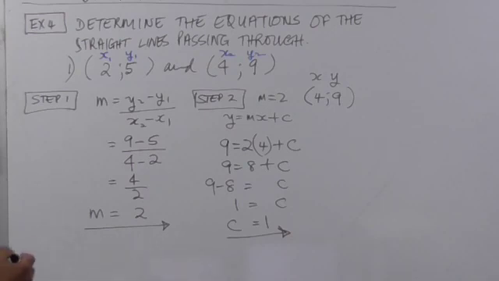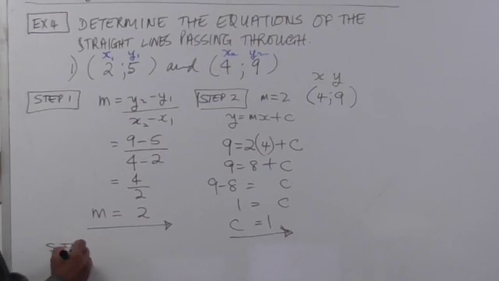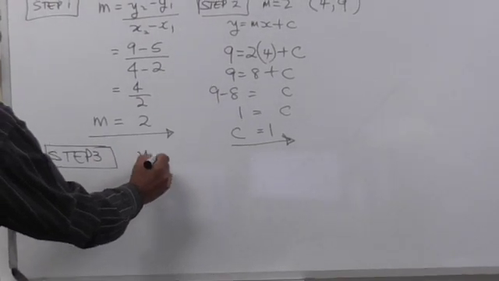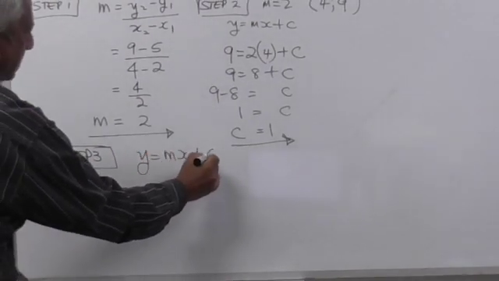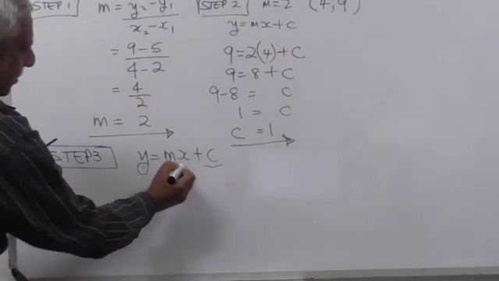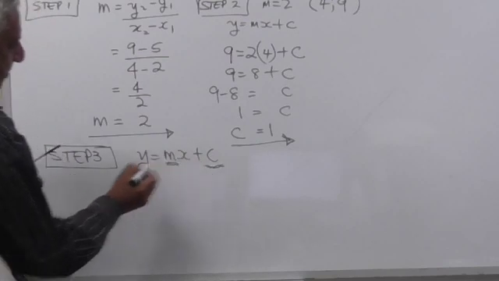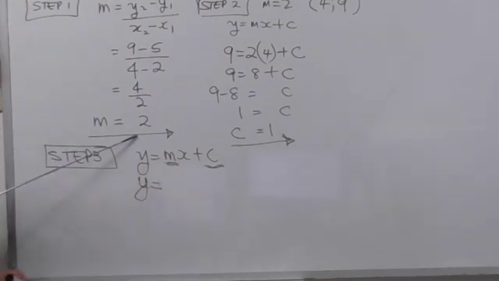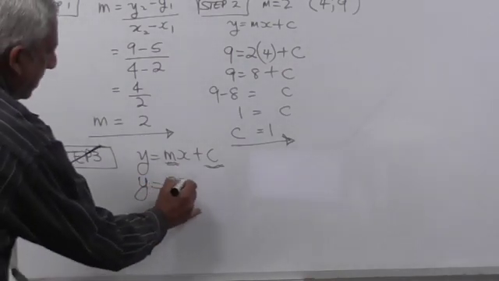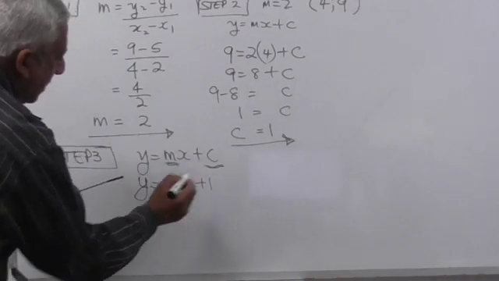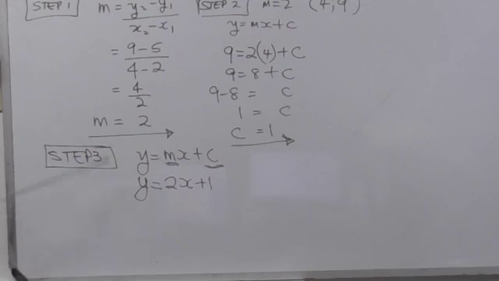And last step, step 3. In step 3, we take y is equal to mx plus c. And we must substitute m and c. Only two things we must substitute. So y will remain the same. M is 2. Substitute 2. X will remain the same. And substitute c. C is 1. So your answer for number 1 is y is equal to 2x plus 1.